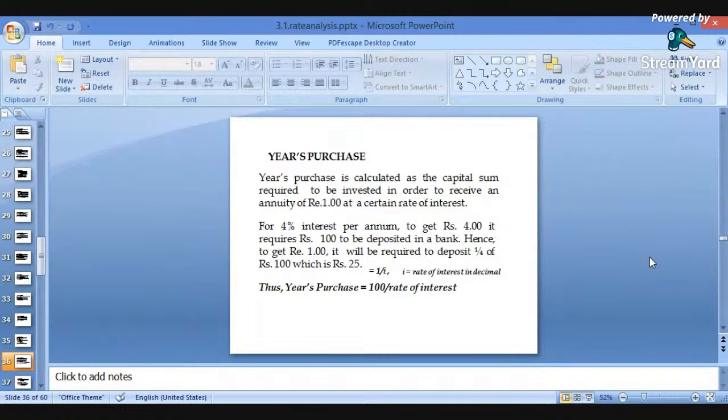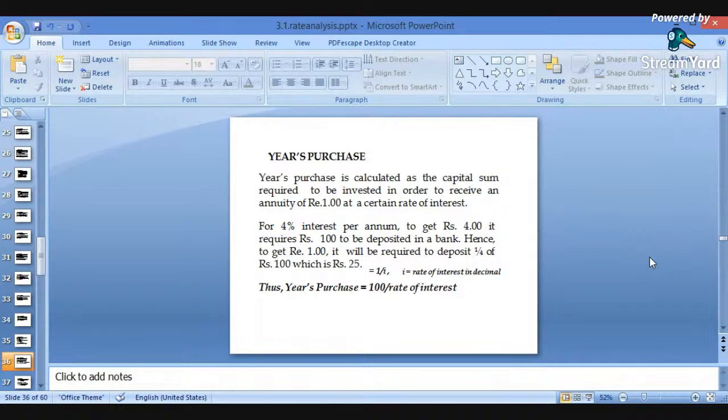For 4% interest per annum, to get rupees 4, it requires rupees 100 to be deposited in the bank, so that at 4% interest we can receive rupees 4. Hence, to get rupees 1, it will be required to deposit one fourth of this, which is 25 rupees. So if we deposit 25 rupees, at that interest we will get 1 rupee in return.